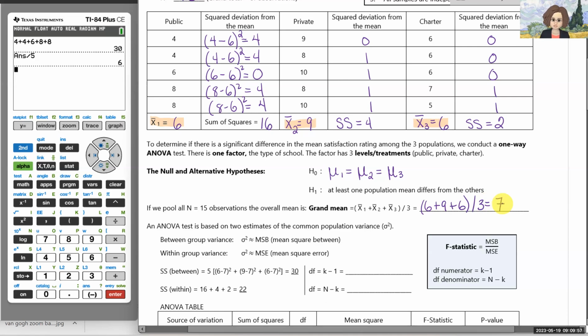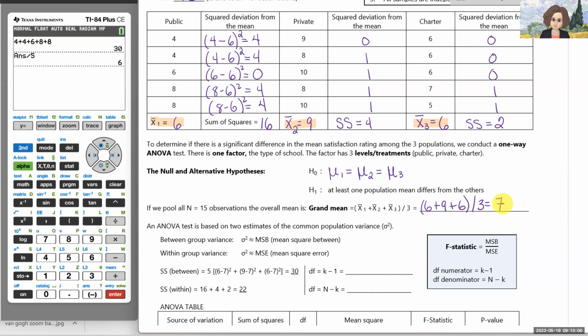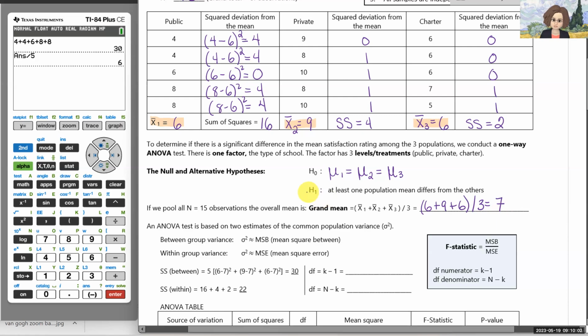All right, so with ANOVA, we're trying to gather evidence that there's a significant difference in at least one population mean from the others. So I do see here in the sample that one of them does differ from the other two. We're going to see if this is enough evidence to make that conclusion for the whole population.